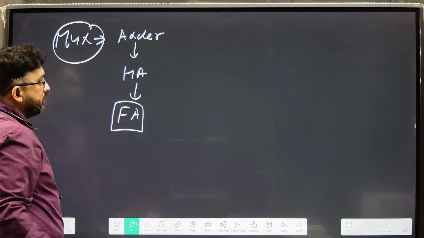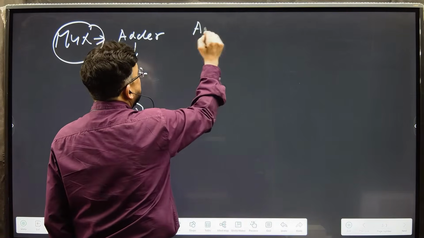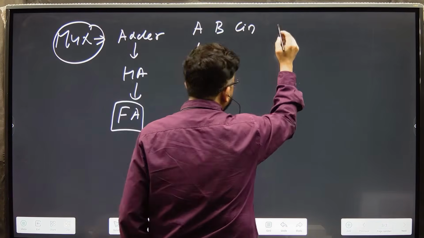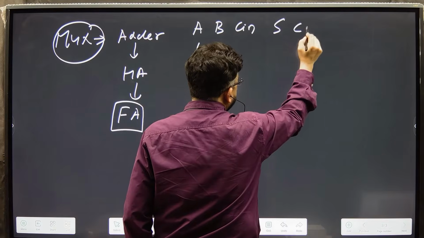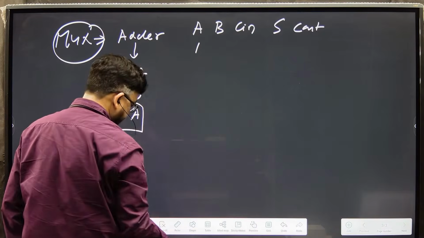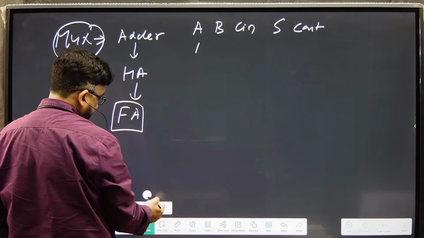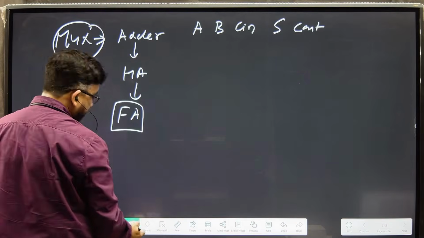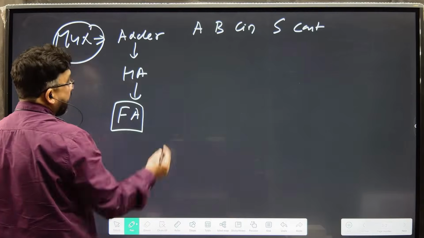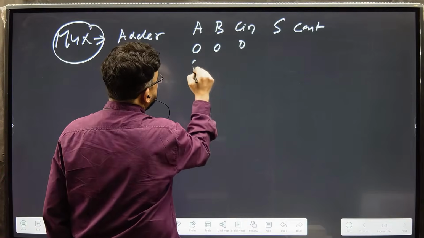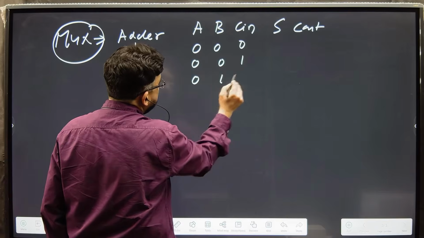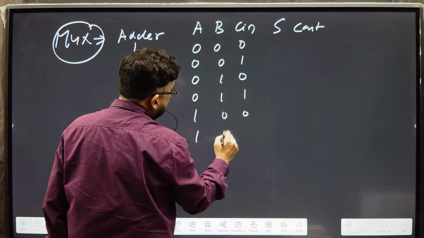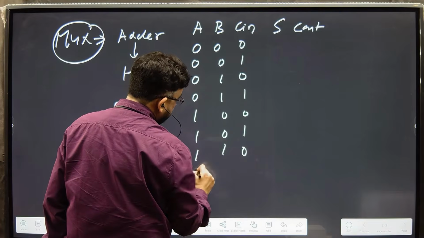Now the question is, let's have a truth table of the full adder, with sum and C out. Now we will have some interesting questions here also. 0 0 0 0 0 1 0 1 0 0 1 1 1 0 0 1 0 1 1 1 0 and 1 1 1.